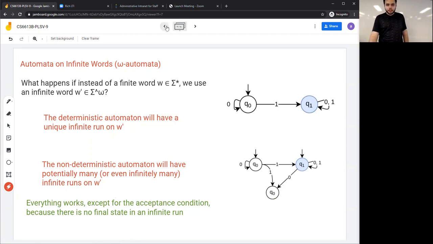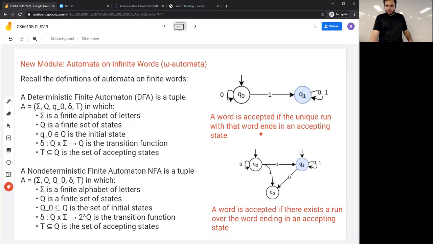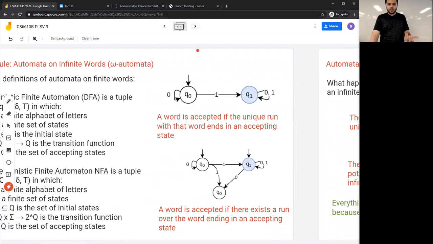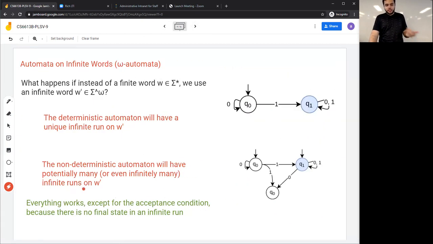Our acceptance condition was that a run is accepting if it ends in an accepting state, and a word is accepted if it has an accepting run. But here all of our runs are infinite, so it doesn't make sense to talk about their last state.